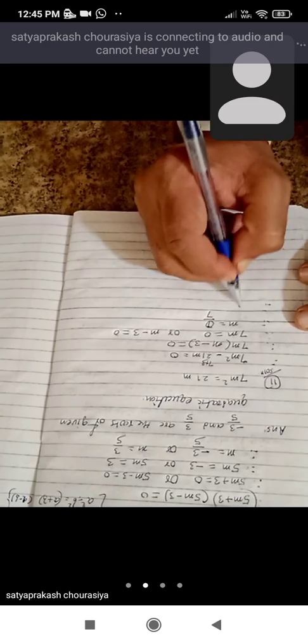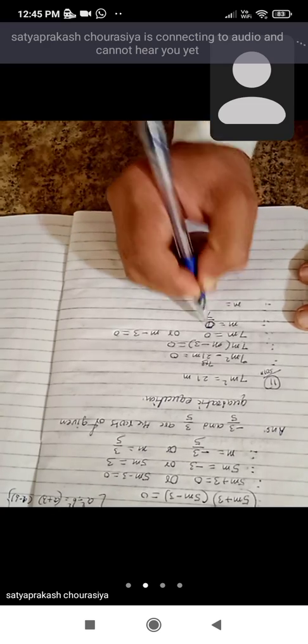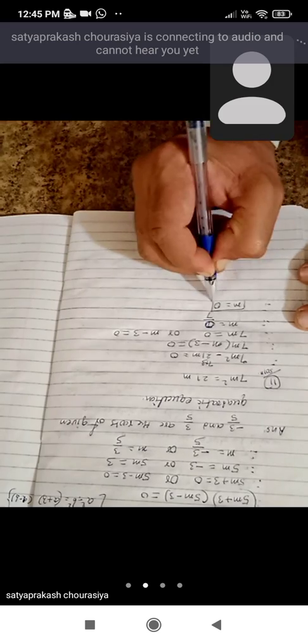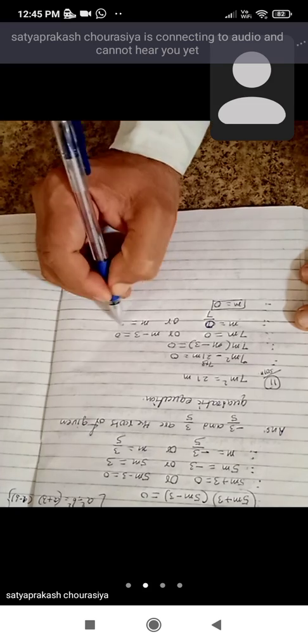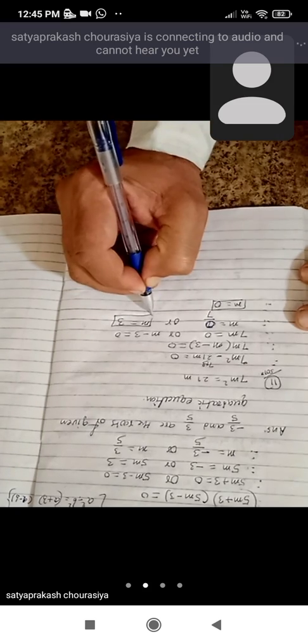When we divide 0 by any number, we get 0. So m is equal to 0, and here m minus 3 is equal to 0, now bring this 3 to the right hand side, so this will be 1 plus 3.